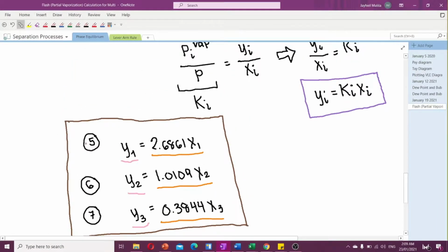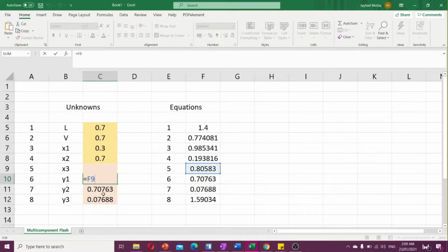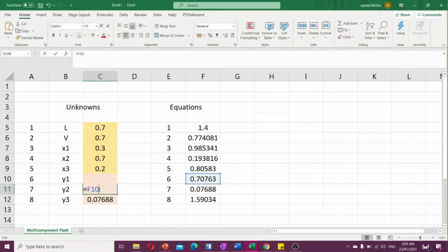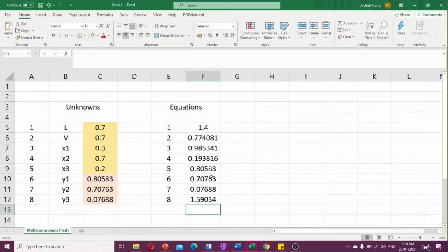So we cannot use 5, 6, and 7 as constraints, because if you notice, the left side is also an unknown. But for this equation to be tied together, what I did is y1 is connected to 5, y2 is connected to 6, and y3 is connected to 7. And then number 8 is connected to y1 and y3. So there's a loop. They must be connected to each other.